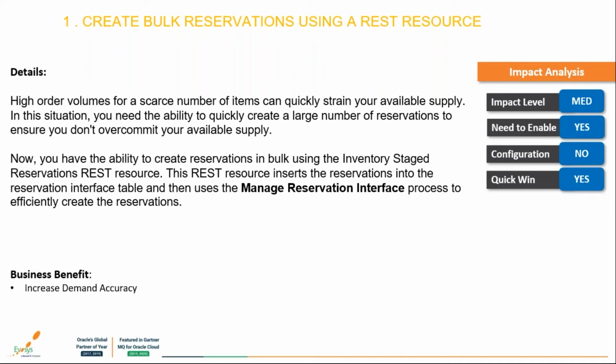Now you have the ability to create reservations in bulk using the inventory stage reservations REST resource. This inserts the reservation into the reservation interface table and uses the manage reservation interface process to efficiently create the reservations. This helps you create a large number of reservations more efficiently than using the existing inventory reservations REST resource to create reservations order by order. So here we don't need to change anything order by order, but a change in the system can be applied in bulk. The business benefit is that it increases demand accuracy, and no configuration is required for this update.